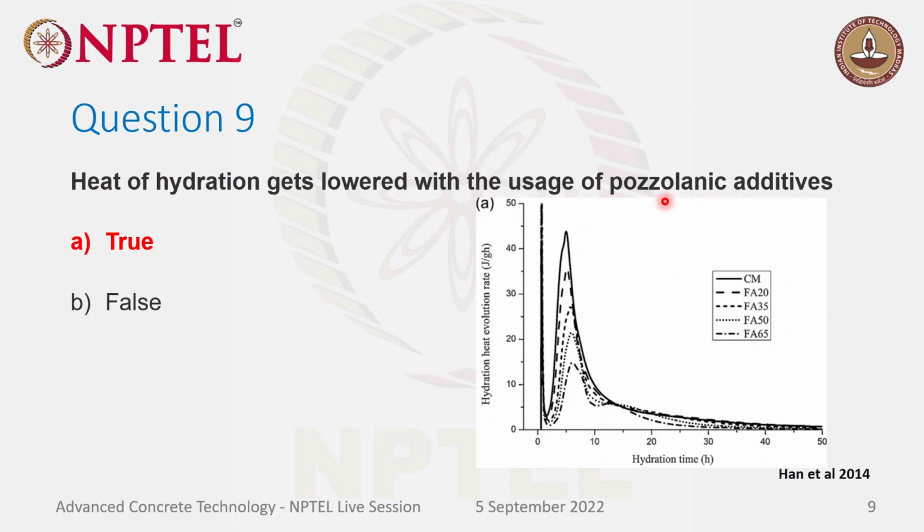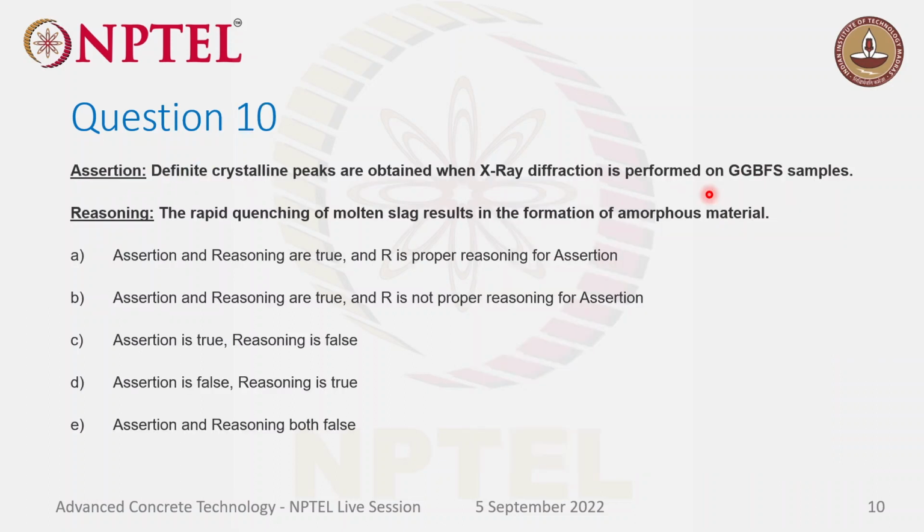These pozzolanic additives, normally we tend to address them as fly ash. So the statement is correct for fly ash, but if it comes to silica fume, the heat of hydration will not reduce, it will increase. Okay, now let's move to question 10.